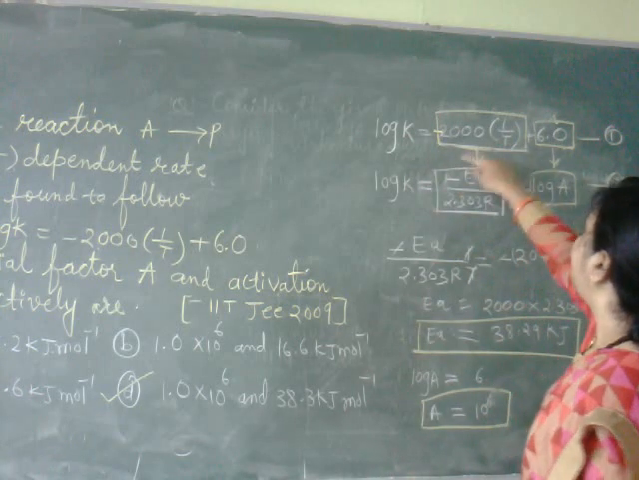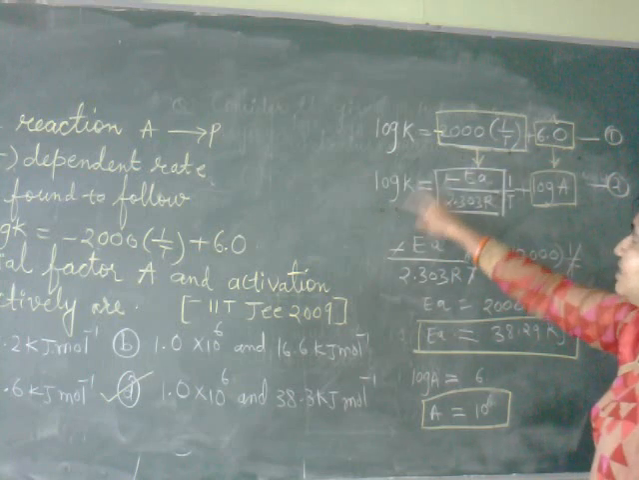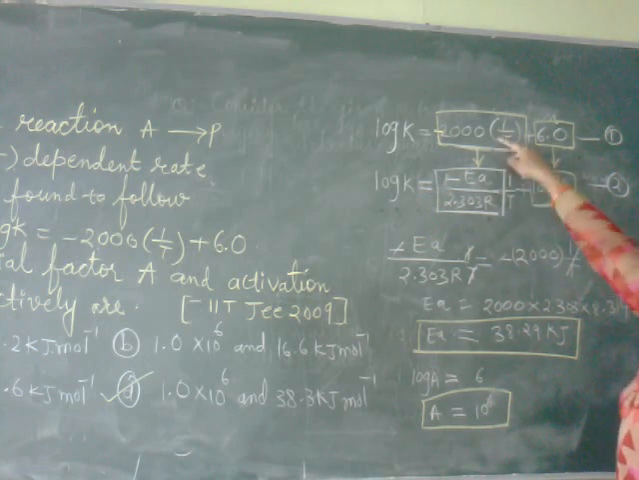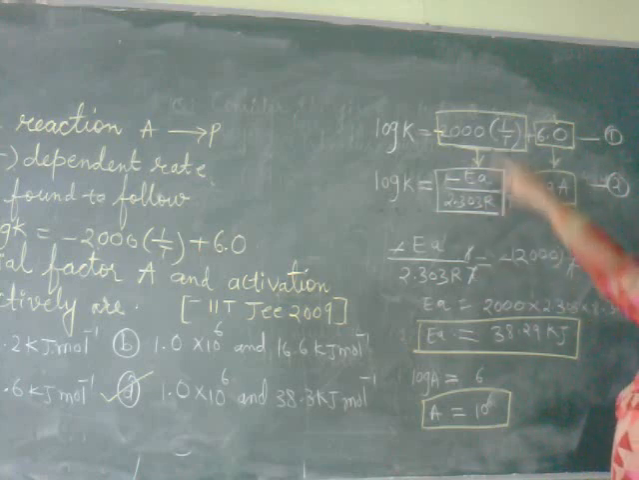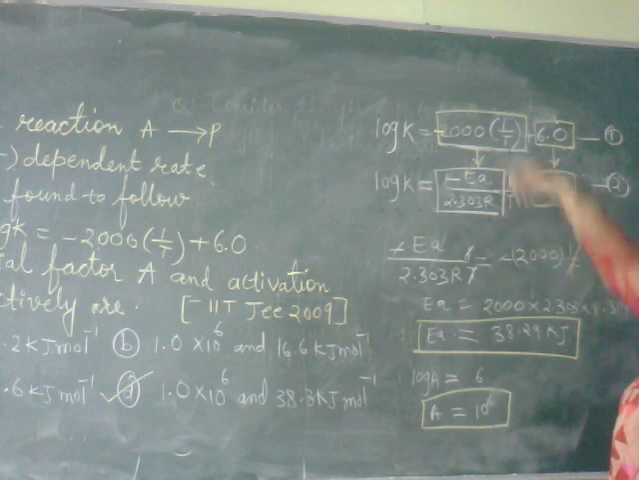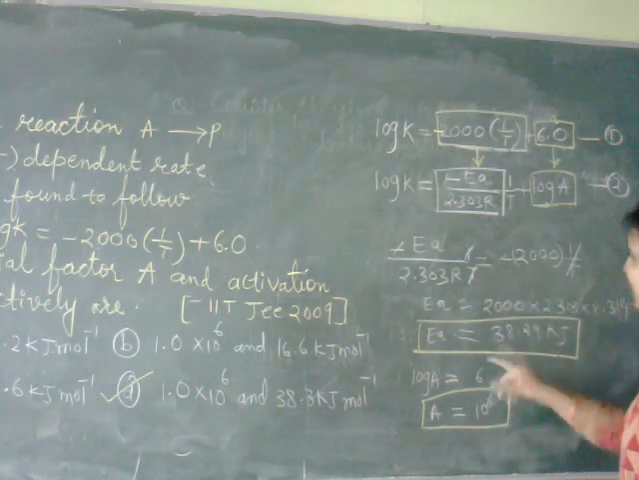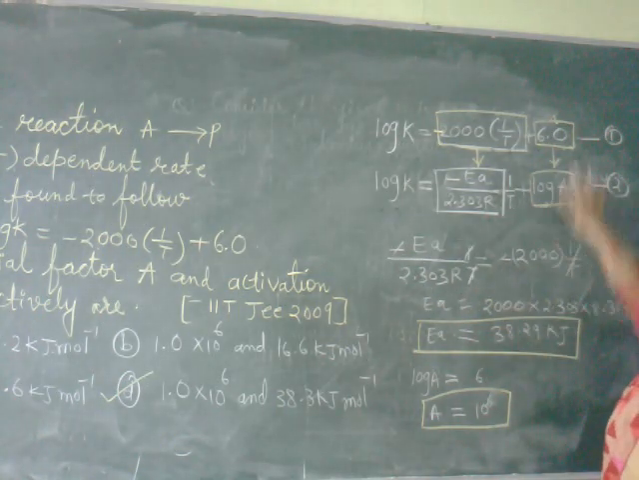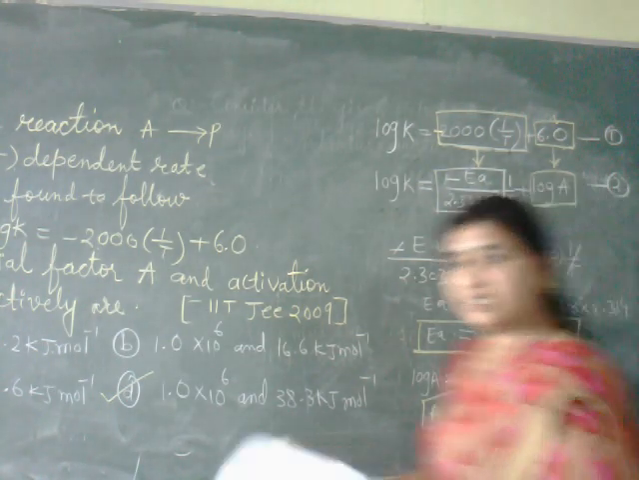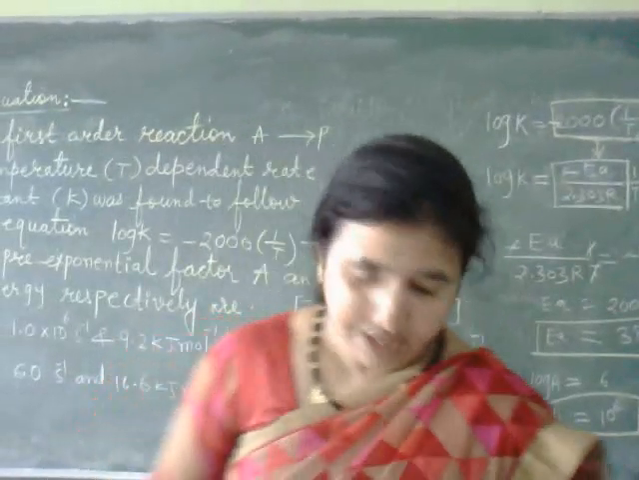So log K is equal to minus 2001 by T plus 6.0. Our equation, the Arrhenius equation, log K is equal to minus Ea upon 2.303 R plus log A. Just compare these two equations. What we can see here, minus Ea upon 2.303 R value has given here as 2001 by T. 1 by T cancel, minus cancel, and Ea we will get here. And log A value is given 6. So log A is equal to 6. So A will be what? 10 raised to power 6. So our answer is D option, the correct option. We got it here. Okay.